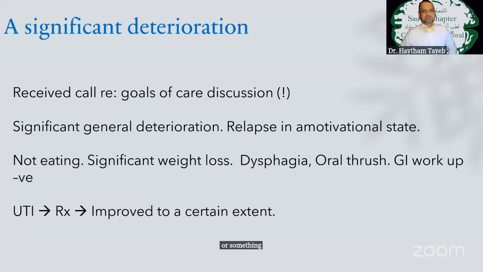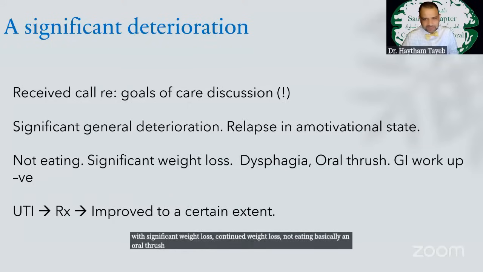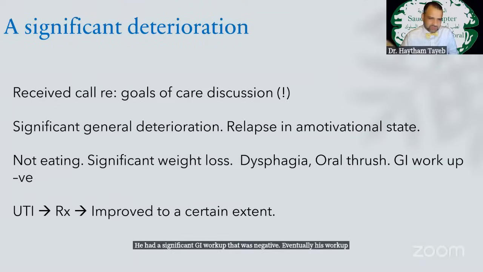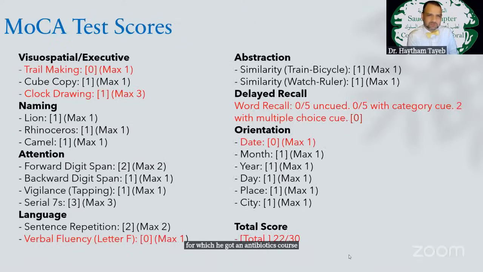Turns out he really did take a turn for the worse, with significant weight loss, continued weight loss, not eating basically, and oral thrush. He had a significant GI workup that was negative. Eventually, his workup only showed a bit of a UTI, for which he got an antibiotic course and improved a little bit and got discharged.